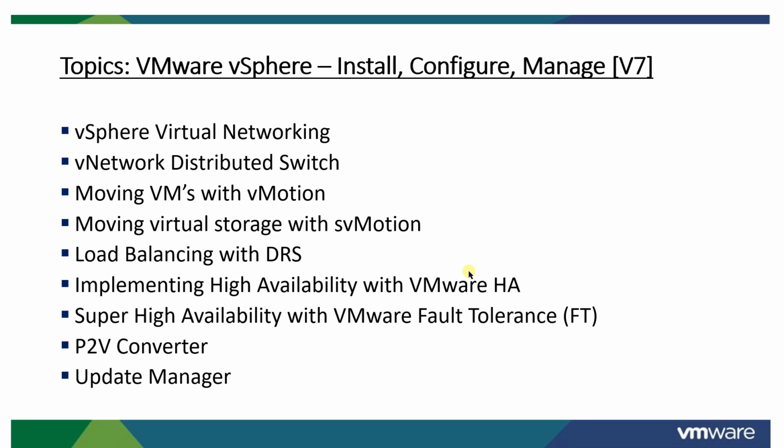We will perform a hands-on lab on vMotion and svMotion. We will be performing load balancing with DRS. We will be implementing high availability with the VMware HA feature. We will see how super high availability works, that is, the fault tolerance feature. We will be performing a lab on the P2V converter, where we will see how we can convert a physical machine into a virtual machine. And concluding, we will look at Update Manager.